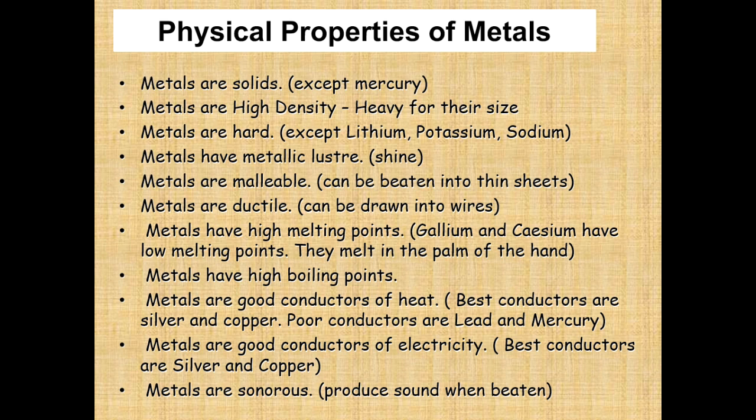Metals have high melting points. Metals have high boiling points. Metals are good conductors of heat. The best conductors are silver and copper. The poor conductors are lead and mercury. Metals are good conductors of electricity. The best conductors are silver and copper. Mostly we see in electrical supply lines that the wires are made of copper. Metals are sonorous, meaning they produce sound when beaten with another object, like bells.